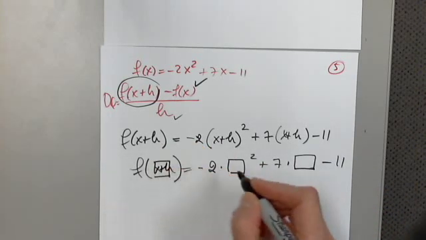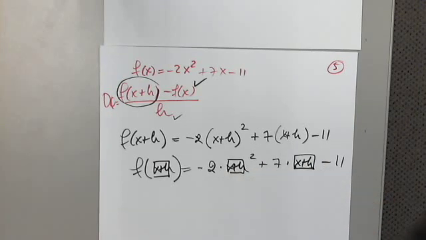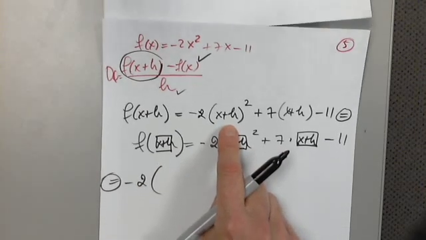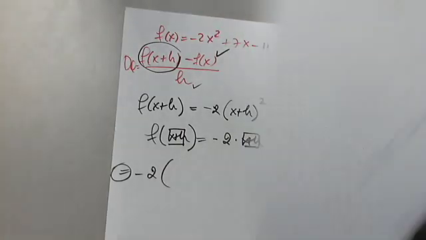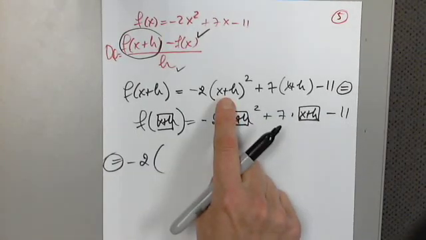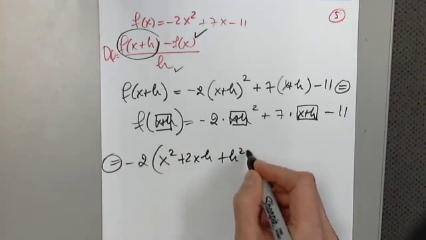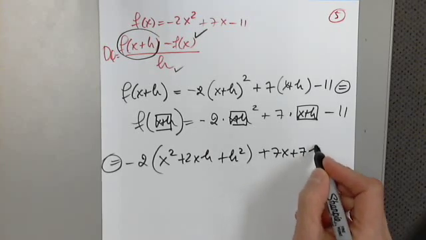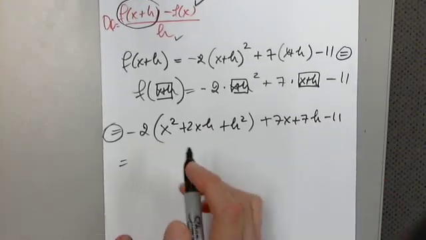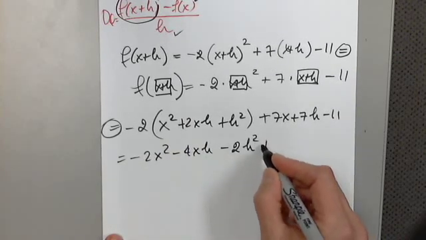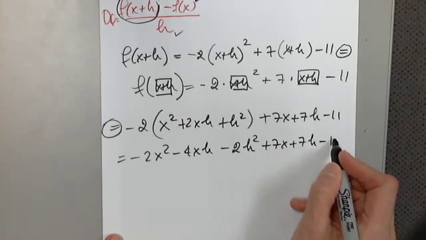Now I have x plus h. Better? Everyone? Okay. So from here I have to continue, simplify it to the fullest. Negative 2, here it is again. Plus 7x plus 7h minus 11. Only now I can distribute: negative 2x squared minus 4xh minus 2h squared plus 7x plus 7h minus 11.